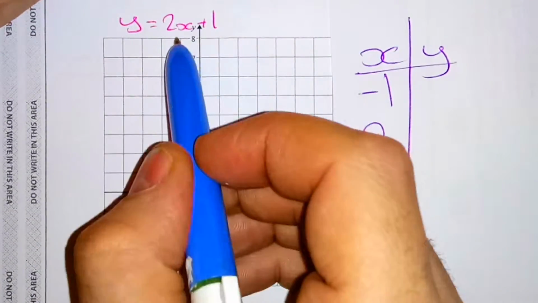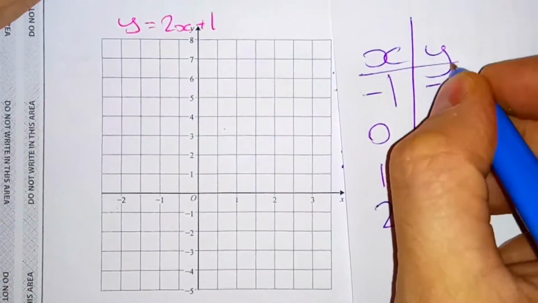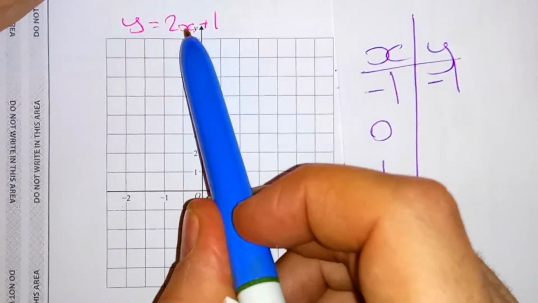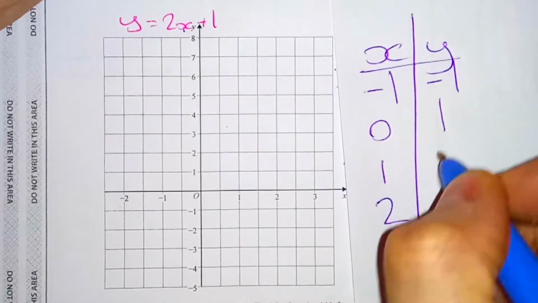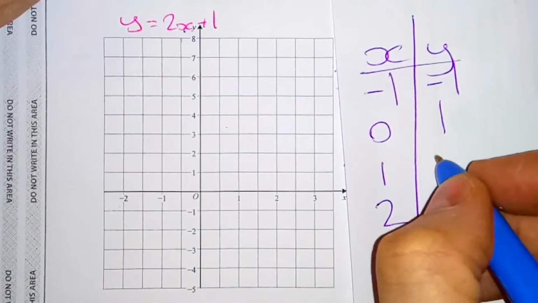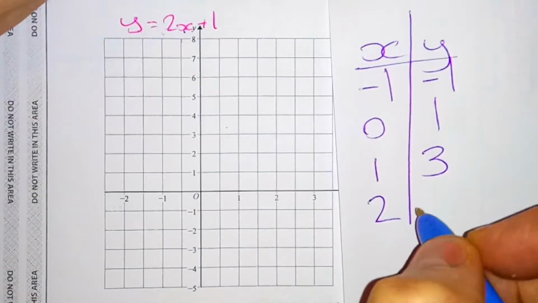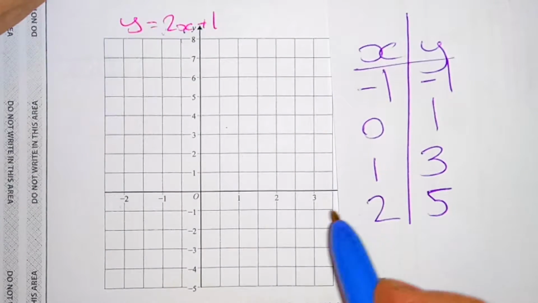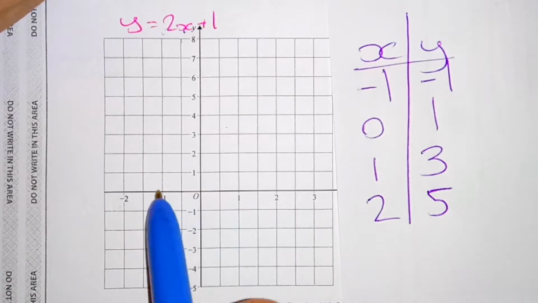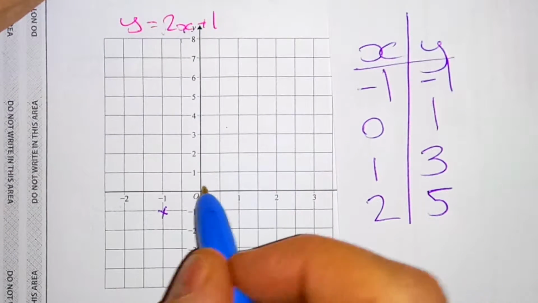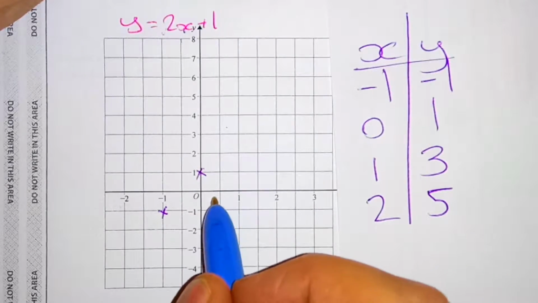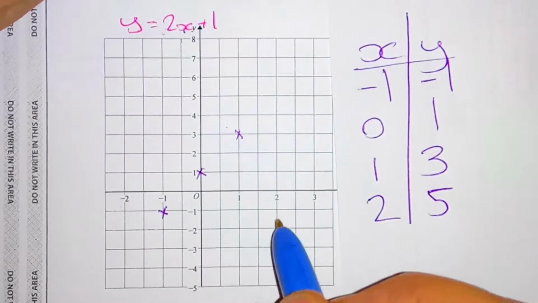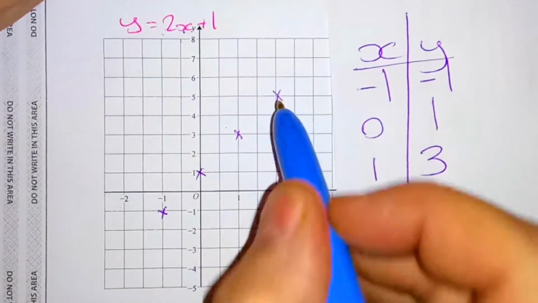-1 times 2 is -2, plus 1 is -1. 0 times 2 is 0, plus 1 is 1. 1 times 2 is 2, plus 1 is 3. 2 times 2 is 4, plus 1 is 5. And I just plot this. -1, -1 is here. 0, 1 is there. 1, 3 is here. 2, 5 is there.